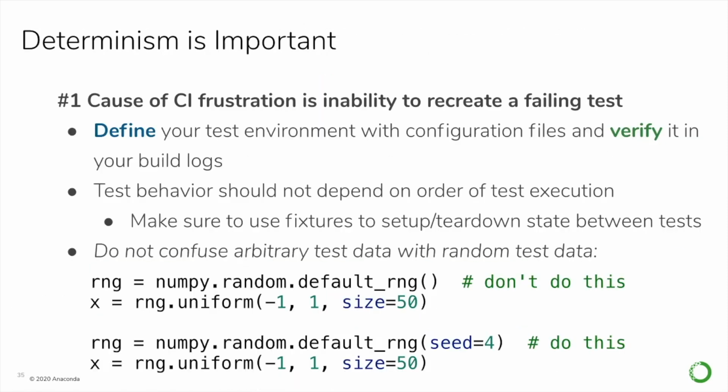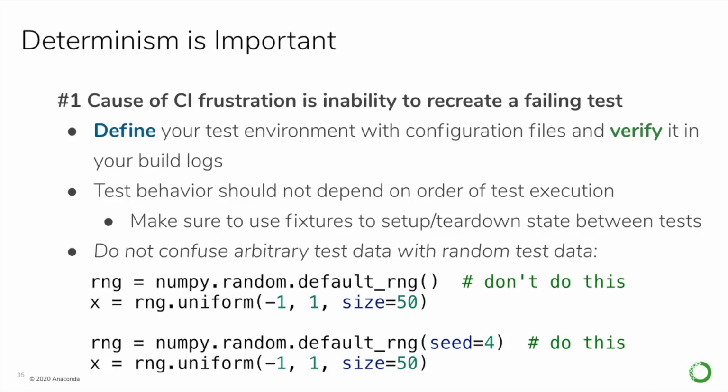Another tip is determinism. You want to make your system as deterministic as possible, because the number one cause of frustration is not being able to recreate a failing test when it happens. So you want to be able to define your test environment with config files and then verify that configuration. You want to call conda list or pip list in the build and capture that output, just to check that what is there is what you think is there, because this is probably the number one cause of weird bugs: you don't realize your CI system is using a different package version than you think it is.